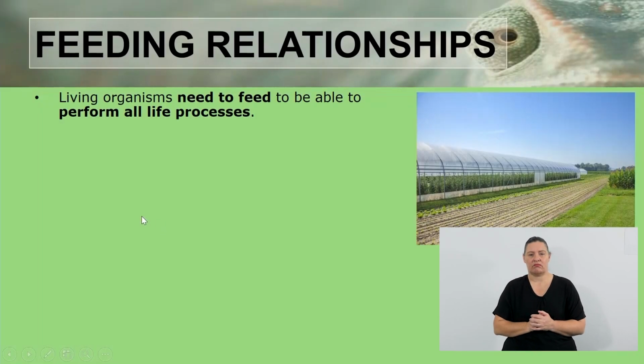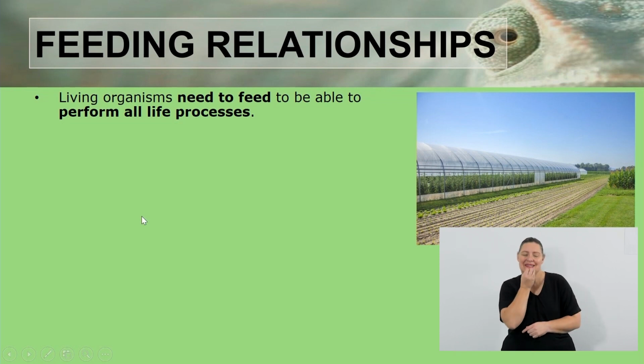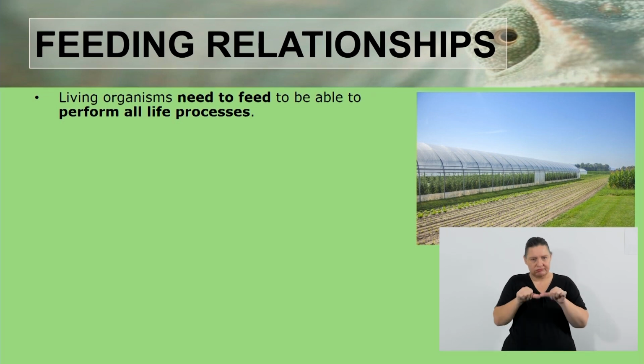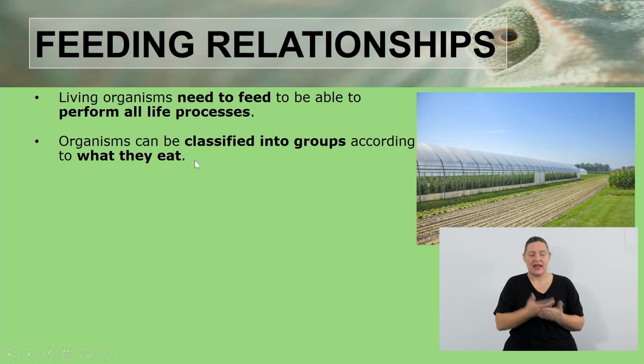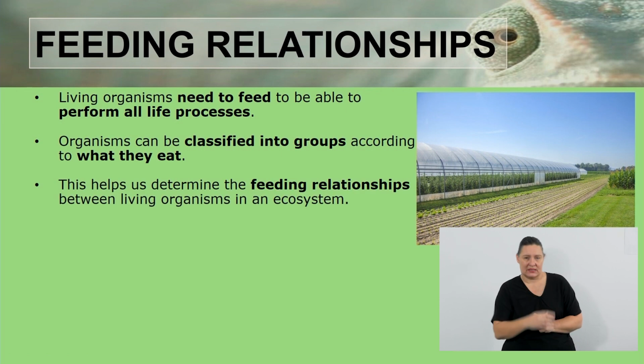Welcome back. Now let us look at the first concept of this lesson, which is feeding relationships. Living organisms need to feed to be able to perform all life processes and stay alive. So in order for you to have energy to perform life processes, you need food to eat. That is where the feeding comes in. So organisms can be classified into groups according to what they eat. This helps us to determine the feeding relationships between living organisms in an ecosystem.